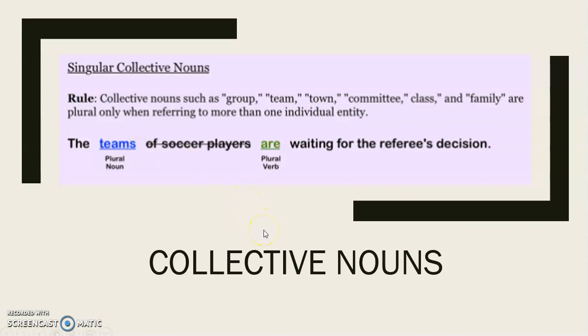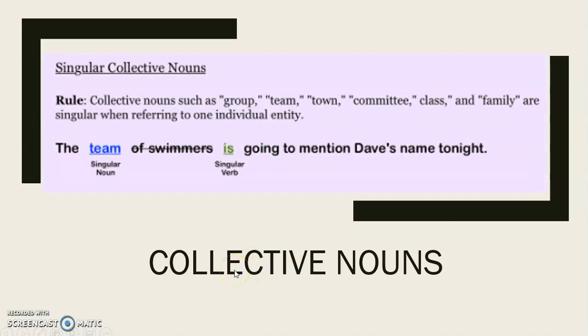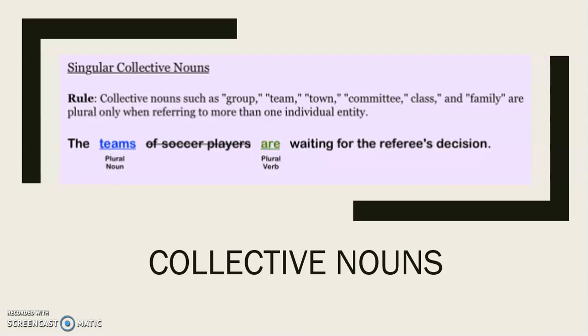I do want you to take a moment to write the rule down for singular collective nouns. And then I do want you to write both examples. So this one and this one.